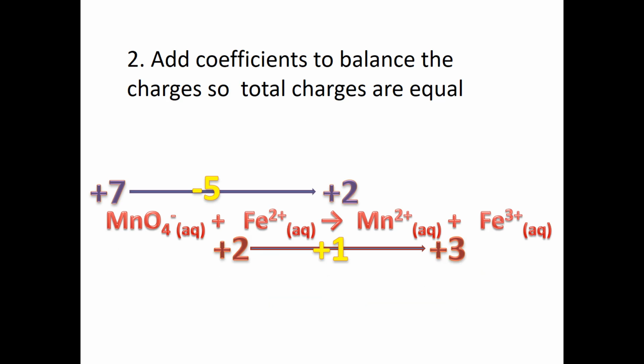The next thing we need to do is add coefficients to balance the charges, so that we have the total charges being equal on each side. So we do this by cross multiplying. What we want to do is take the change in 1 for the iron, and multiply that into the manganese. Now you don't usually need a 1 there, but I'm just showing you that you do essentially cross multiply that 1. We would then want to take the difference of 5 electrons and cross multiply that into the iron. Alright, then what we've got is the 1 Mn times 5 and the 5 Fe times 1, and they're both equal to 5.